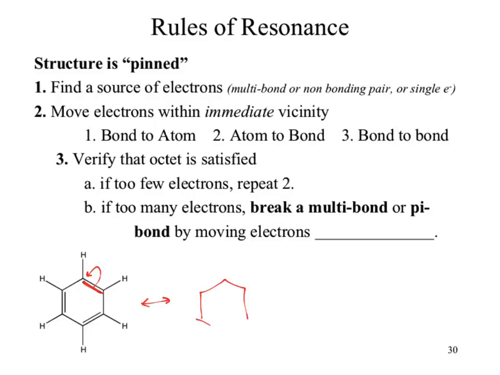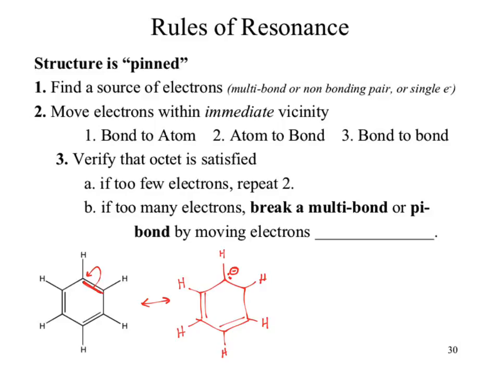The answer is no. We would end up building a negative charge there. Why would we have a negative charge at that position now? I moved electrons to that atom. I gave it an extra electron. It is now negatively charged. If you want to verify that, calculate your formal charge. You will see that to be true.